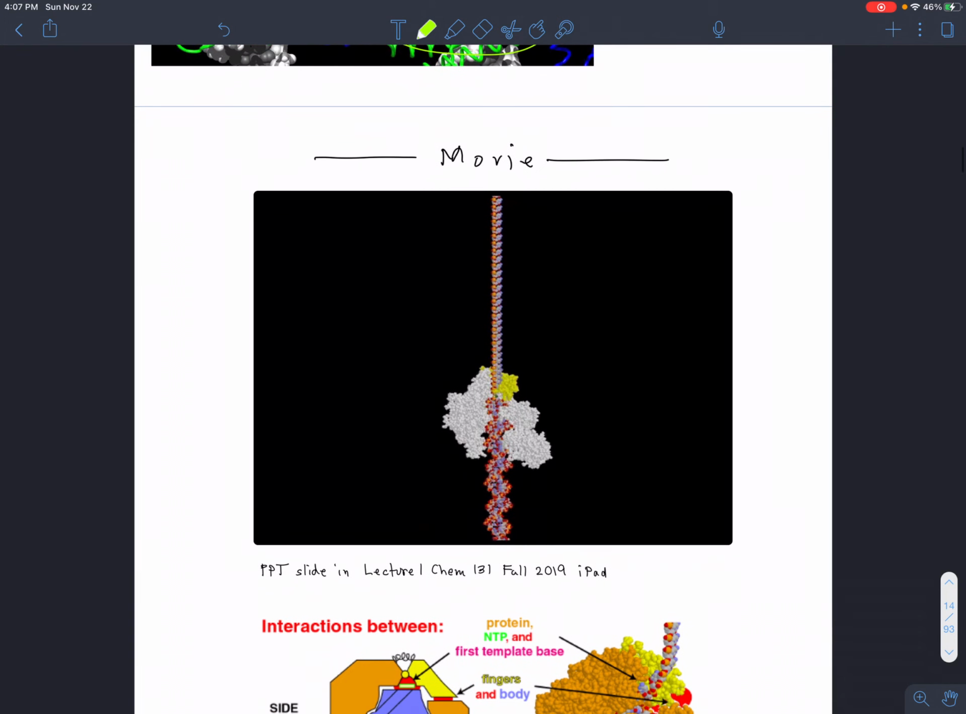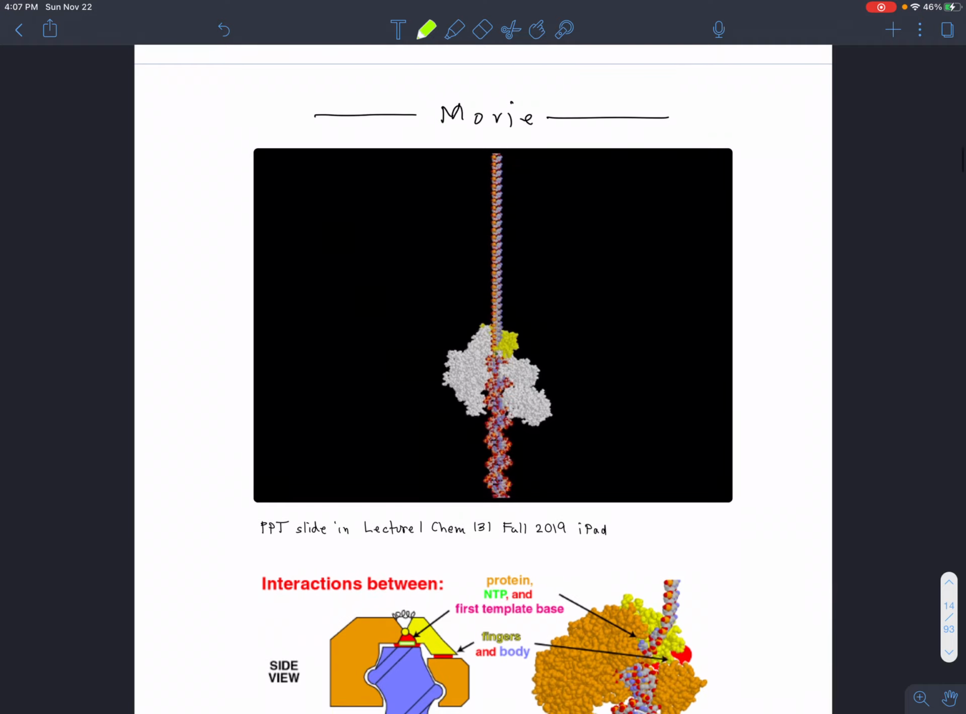All right, let's see what it does now. This movie doesn't teach us a ton, but it gives you a visual impression, which is useful for what we're going to do next.